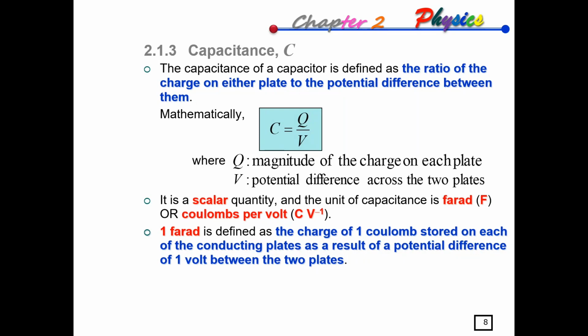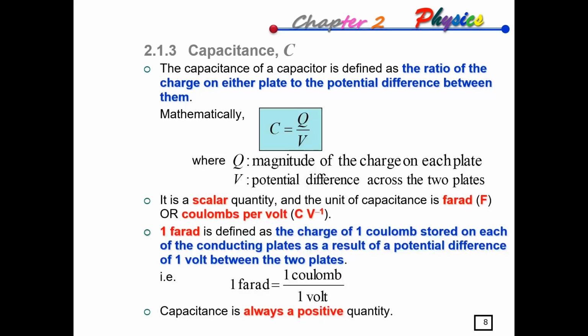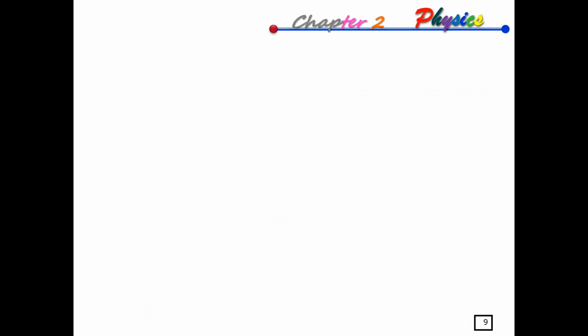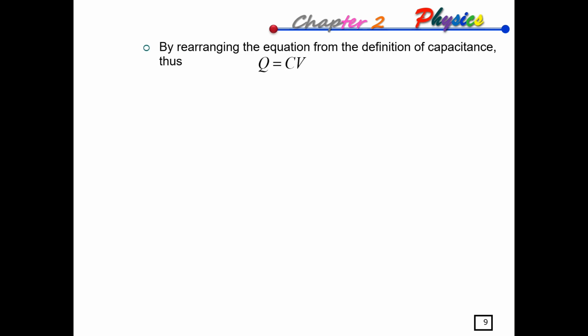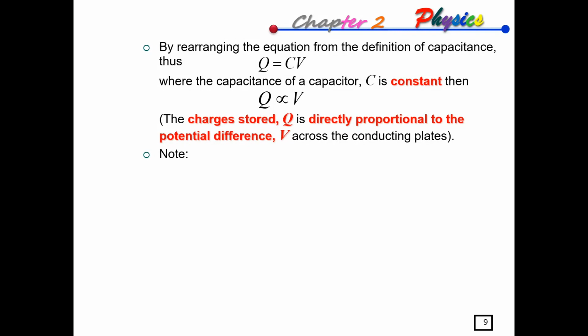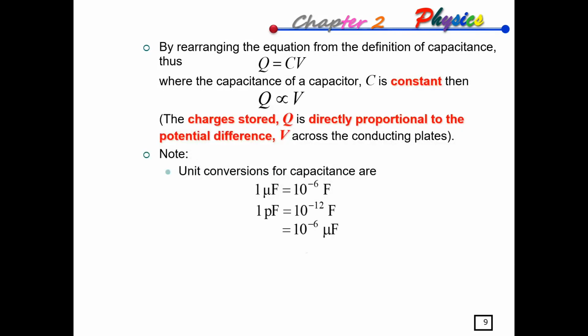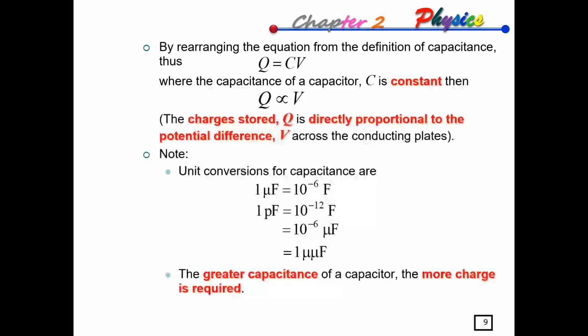1 farad is defined as the charge of 1 coulomb stored on each of the conducting plates as a result of a potential difference of 1 volt between the plates. Bear in mind that capacitance is always a positive quantity. From the equation we have seen before, we can see the relationship between Q and V. As the capacitance C of a capacitor is constant, Q is directly proportional to V. Meaning that the greater the capacitance of a capacitor, the more charge is required.